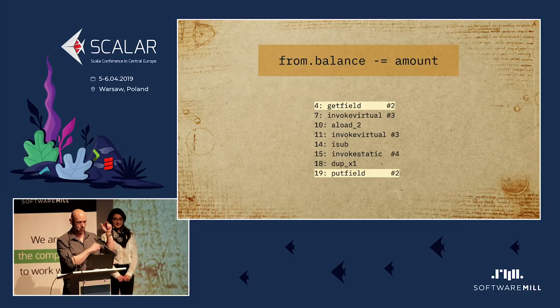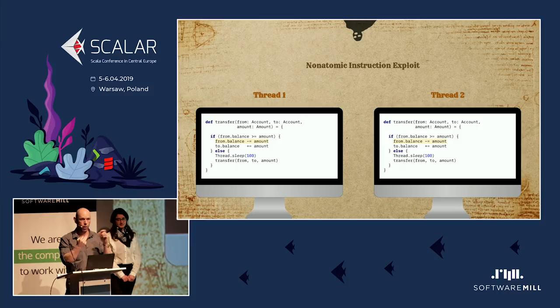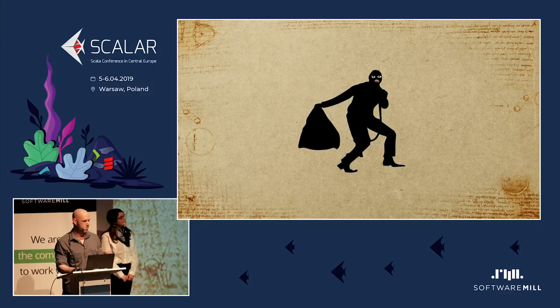So in this exploit, our crafty thief does the non-atomic instruction exploit, doing a bunch of transfers at the same time until they get one thread that is debiting the balance of the account at the same time a different thread is debiting the balance of the account. And then these instructions are going to interleave, and one write of the balance is going to clobber the other one. As a result, less money will be debited from the from account than actually should be debited, thus creating money out of thin air. Our thief walks away again with millions of dollars in his or her account.